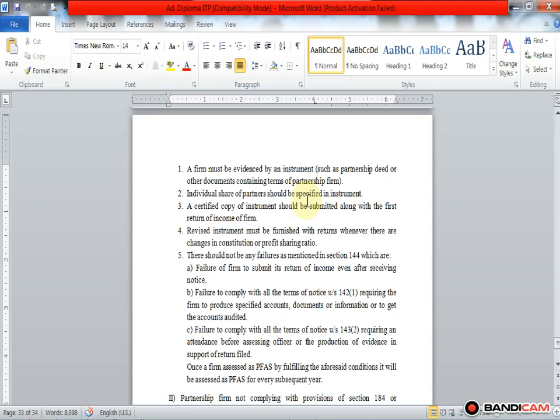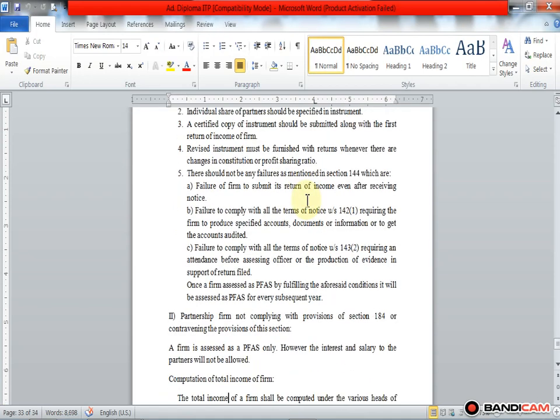Once a firm is assessed as PFAS by fulfilling the aforesaid conditions, it will be assessed as PFAS for every subsequent year. So the firm that satisfies all the conditions discussed above will compute its total income under PFAS for every assessment year.